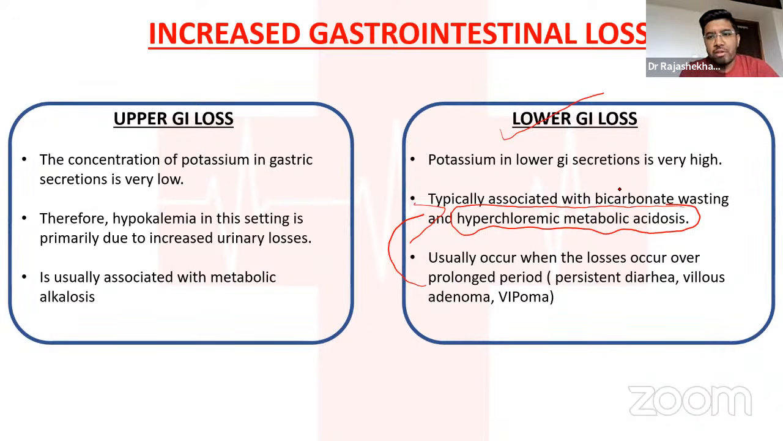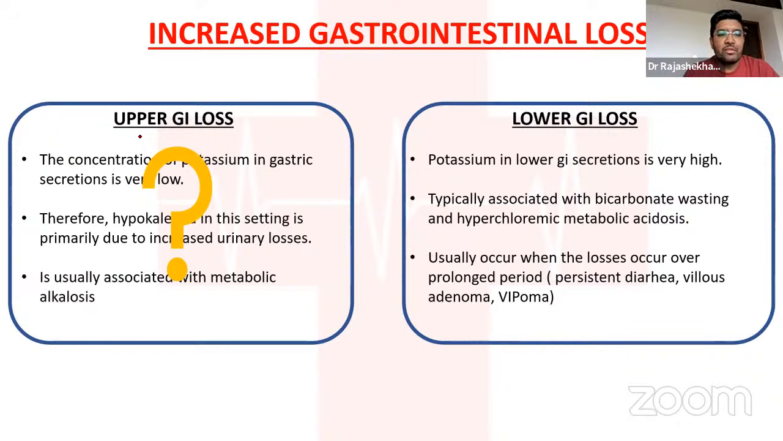And the upper GI loss very rarely can cause hypokalemia. Although the potassium concentration in gastric secretion is very low, yet patients with severe vomiting are going to have hypokalemia. So this has to be understood. Why does this hypokalemia occur in case of upper GI loss or severe vomiting? This is because the hypokalemia is basically due to increased urinary loss in the patient.